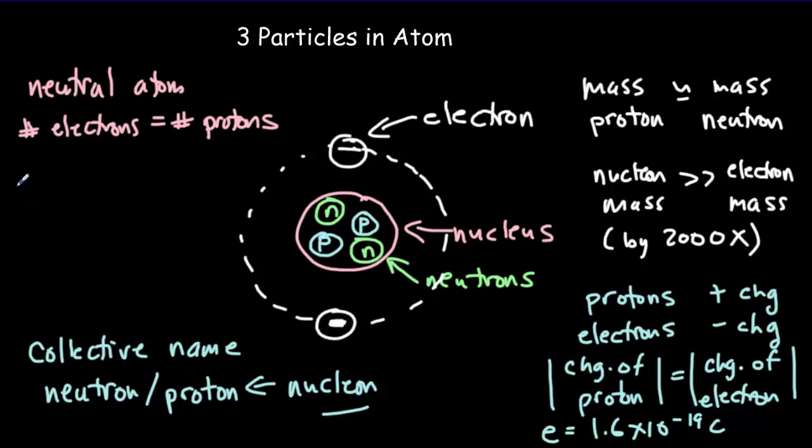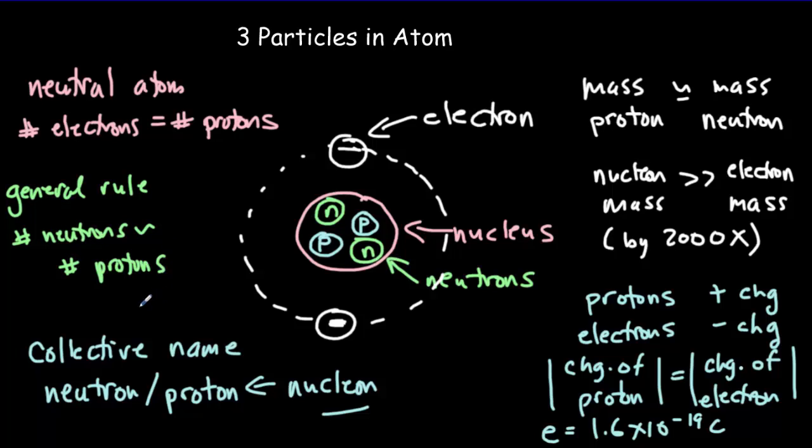And as a general rule, the number of neutrons is similar to the number of protons. We'll go into that in more detail. But generally the number of neutrons is the same as or a little bit bigger than the number of protons.